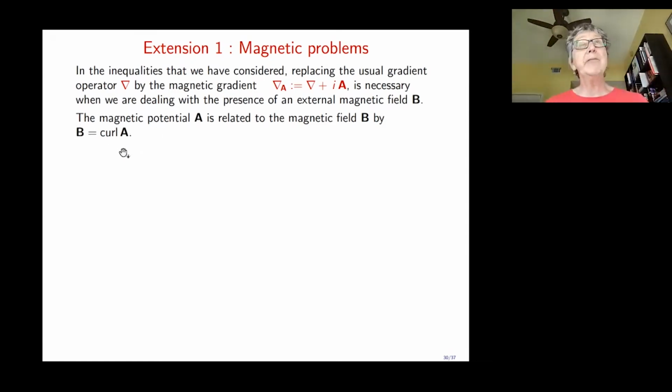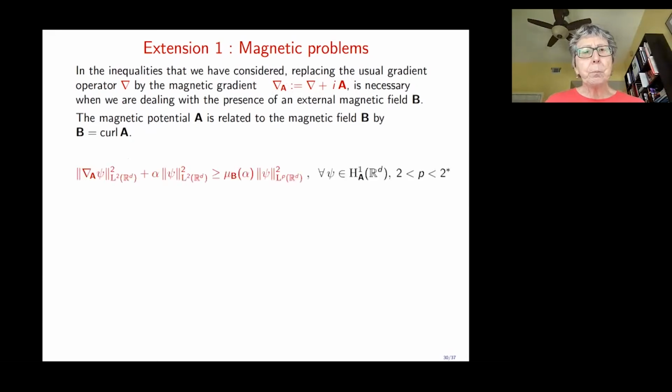It's not unique. There are an infinity of possible A's, but that doesn't matter. It doesn't create many problems. And then what you do is change in your equations the normal gradient by the magnetic gradient. This is just a covariant derivative, if we are speaking in terms of geometry. Okay, so you do that, for example, it's just an example. I could give many other examples.